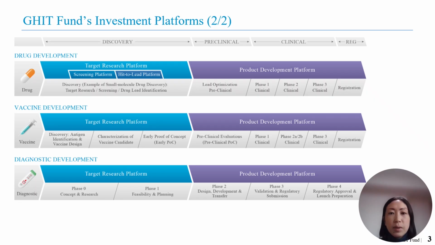For example, for diagnostics, TRP covers up to phase 1, feasibility and planning, while PD covers the following stages beyond phase 2, design development and transfer. Understanding these definitions will help you select the right platform and award type for your proposals.